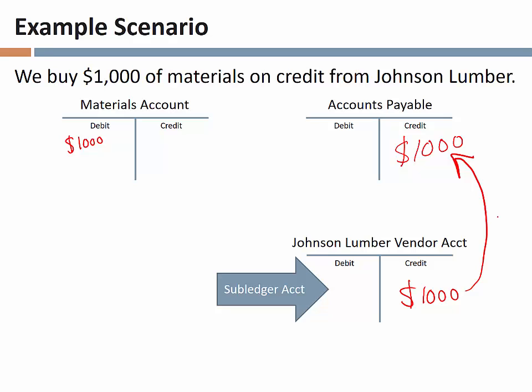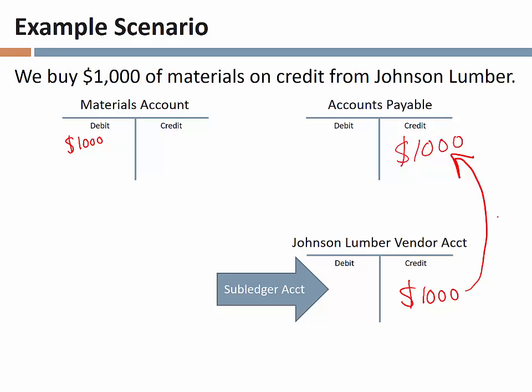Because if you think about it, if I directly credit accounts payable, I lose in my record keeping the fact that I owe Johnson Lumber $1,000. So when I have a transaction with a vendor, the debit side of the transaction will always be reflective of what I just bought from that vendor. In this case, I bought materials, so I debit an account by $1,000.